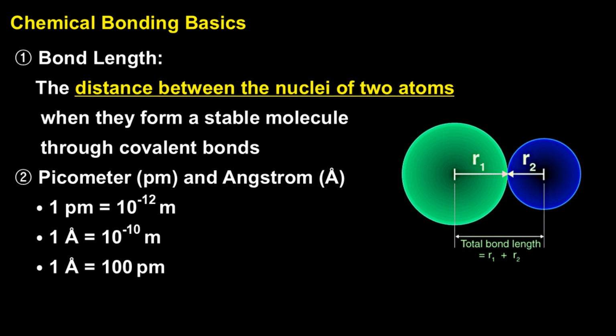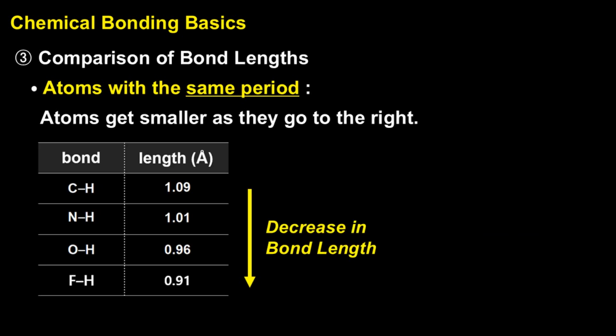So, what is bond length? It's simply the distance between the nuclei of two atoms when they form a stable molecule through covalent bonding. We usually measure it in picometers or angstroms. 1 picometer is 10 to the negative 12 meters, and 1 angstrom is 10 to the negative 10. So basically, 1 angstrom is the same as 100 picometers.